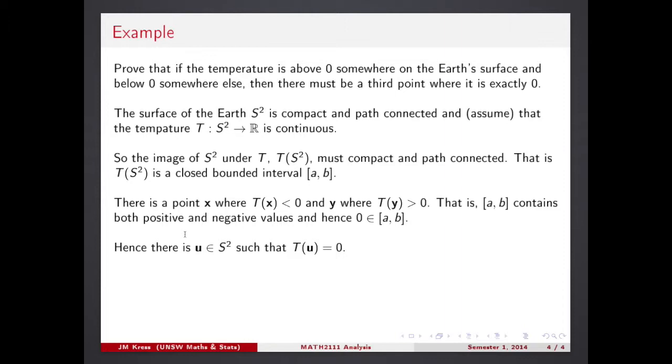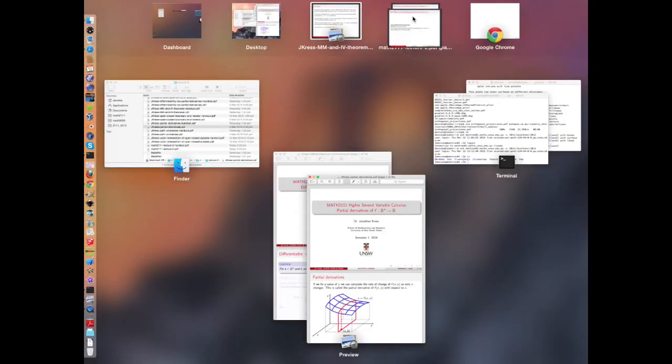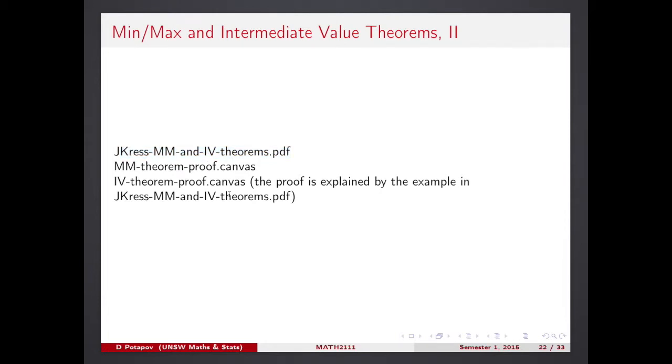Now, with the first theorem, that's what I said on my slide. I updated my handouts a little bit. I said it exactly here: the intermediate value theorem, the proof is explained by the example in the J. Kress theorems. In this PDF file I just showed you, these last three paragraphs basically explain the proof of the IV theorem in multiple dimensions.